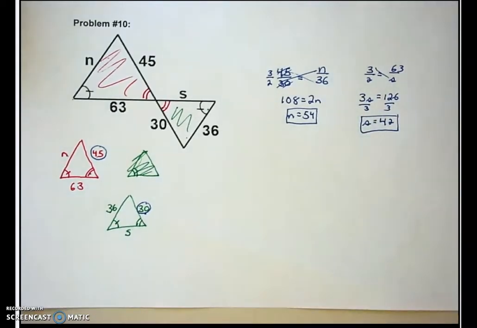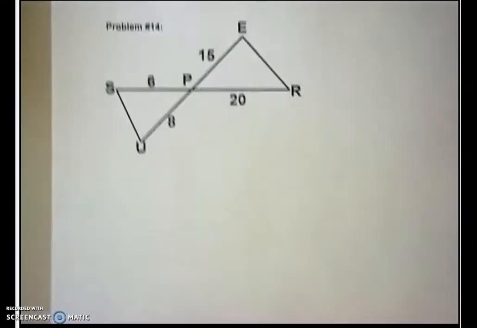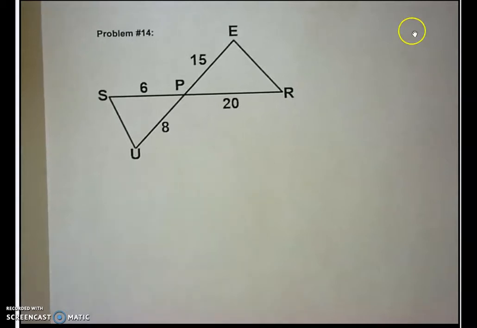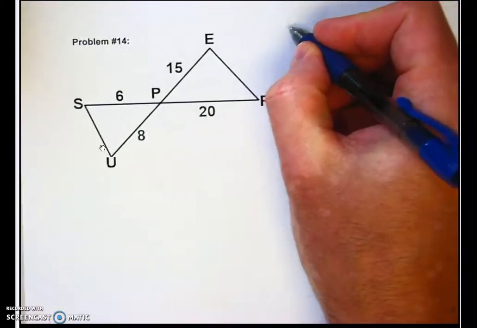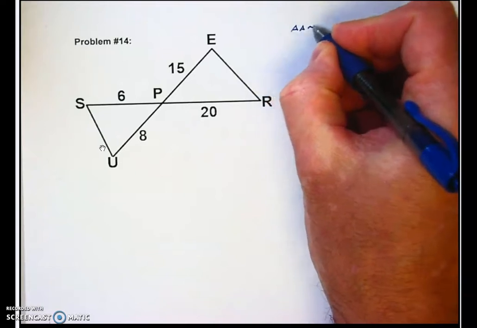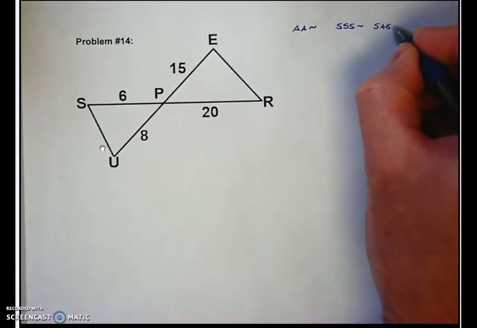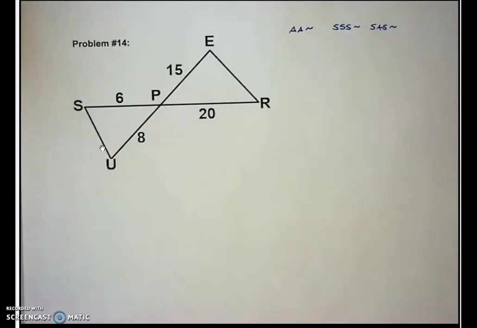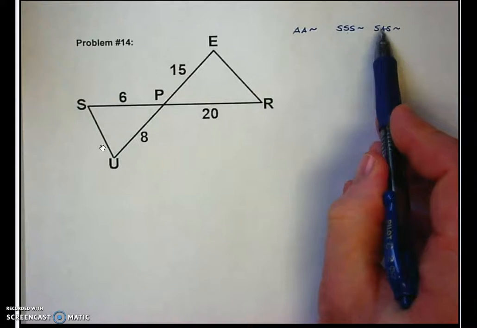And finally, there's one more problem left that I thought was fairly tricky, and that was problem number 14. If we look at problem number 14, our job here was to create a flow chart to show these two triangles are similar. So we have 3 ways of showing triangles are similar. They could be AA similarity, it could be SSS similarity, or it could be SAS similarity. And in this case, I have some side measurements. So I'm guessing it's one of these two.